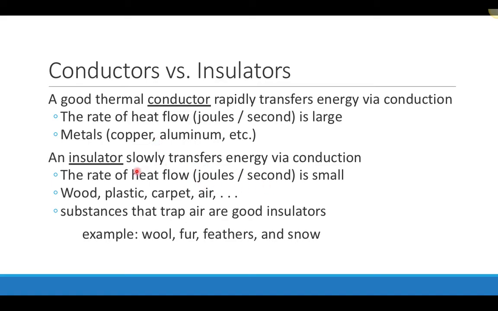An insulator is something that is slower to transfer energy via conduction, so the rate at which the energy flows is smaller. Some good examples are wood and plastic. Air is actually not a particularly good conductor of heat, so it's considered an insulator. Carpets and things like that. Any substance that can trap air inside of it is a good insulator. Some others are fur, feathers, and actually snow is a good insulator.